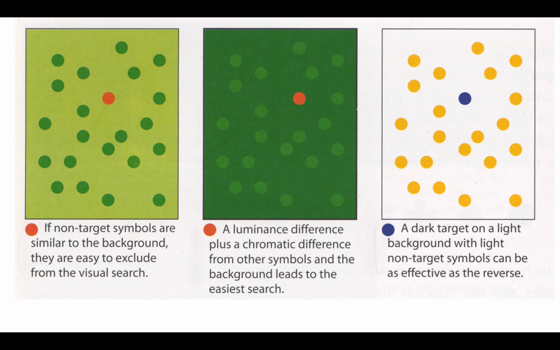You don't want to have the colors of your preferred shapes be the same as the background. Hence, the red is easiest to see out of all the ones on the far left. In the middle, the red also again differentiates itself, but it's a little bit harder to see because of the luminance difference, the light differences, because the background is so dark. And then the one on the far right is probably the easiest to see, which is the blue on the white.